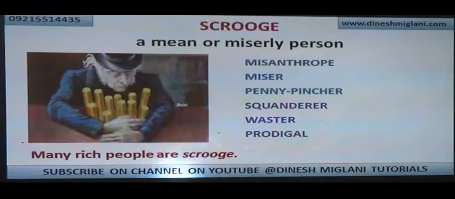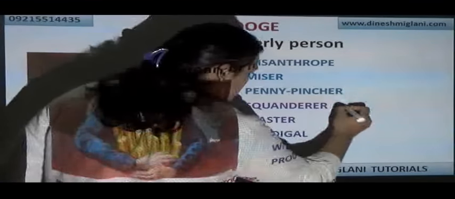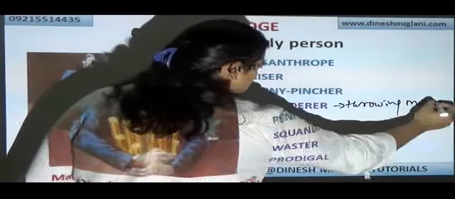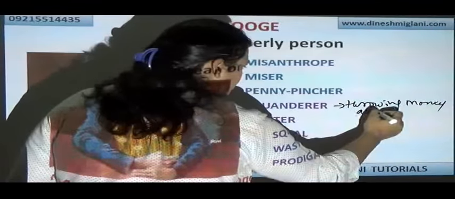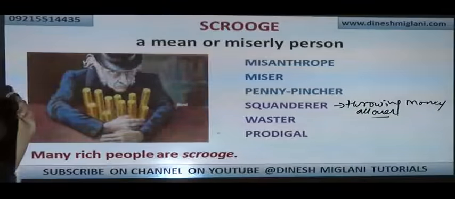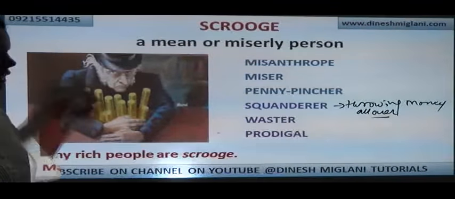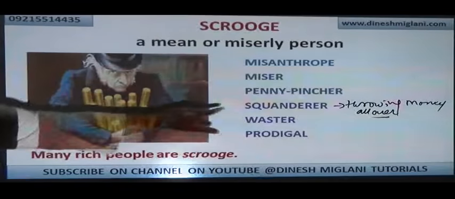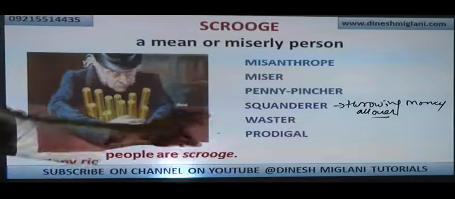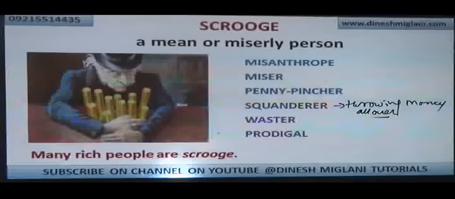Opposite, spender. A spender is a person throwing things all over, or money especially. If you have seen the movie Dhoom 3 of Aamir Khan, you might remember the scene where, whenever he robs the bank, he throws money all over. That action is called spending, and such a person is called a spender. Waster or prodigal. So what is an example? Let us see. Many rich people are Scrooge. People are misers when they are rich.